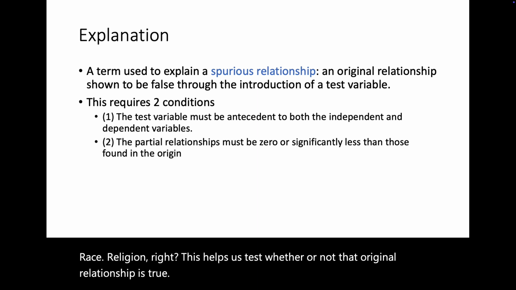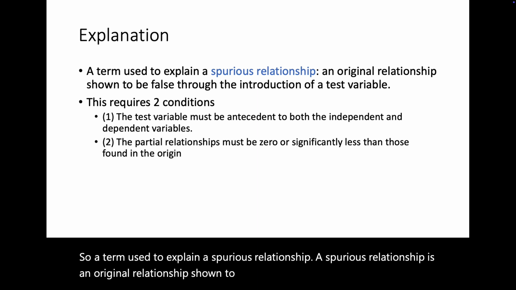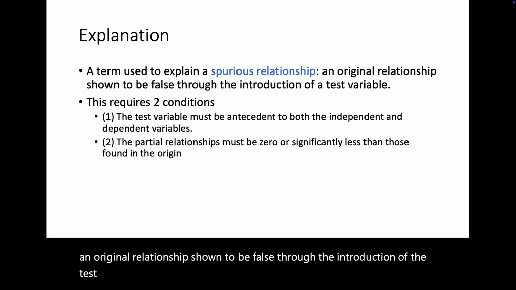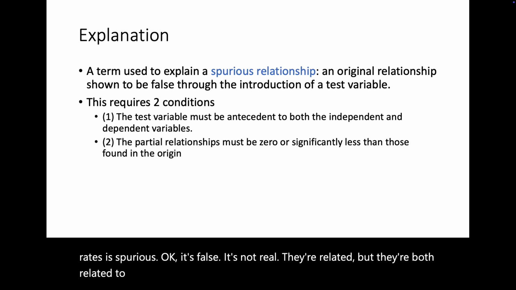So a term used to explain a spurious relationship. A spurious relationship is an original relationship shown to be false through the introduction of the test variable, okay? So the relationship between ice cream sales and drowning rates is spurious, okay? It's false, it's not real. They're related, but they're both related to the same variable, which is summer, okay?